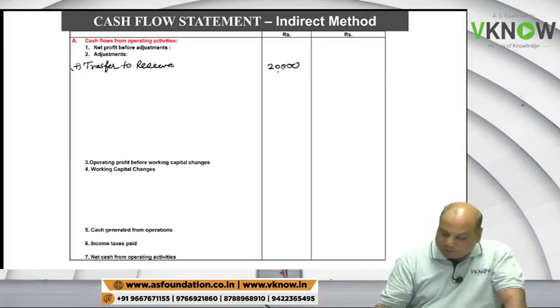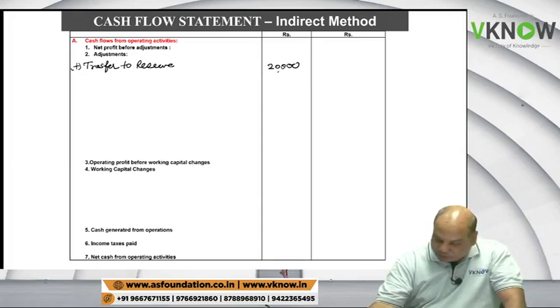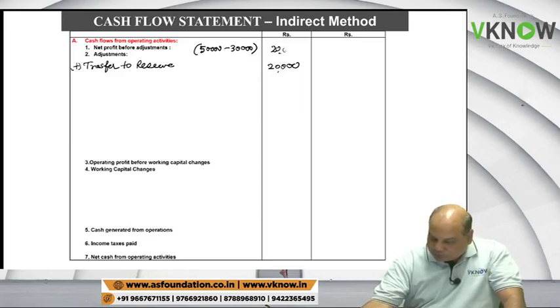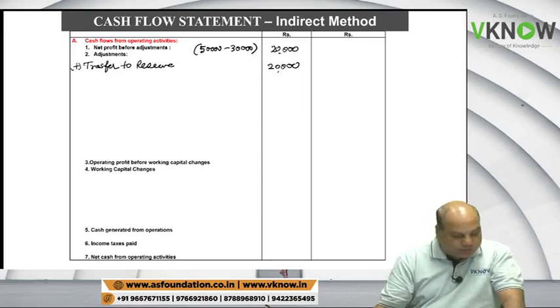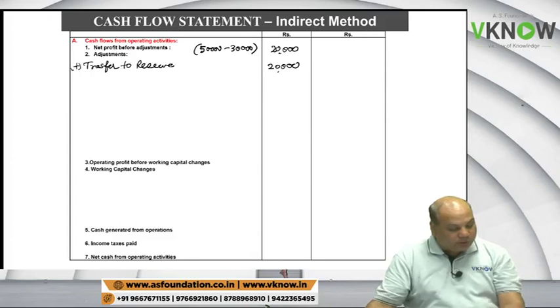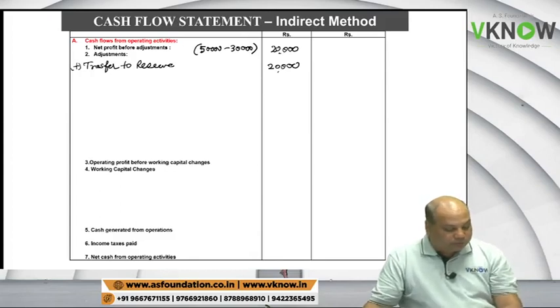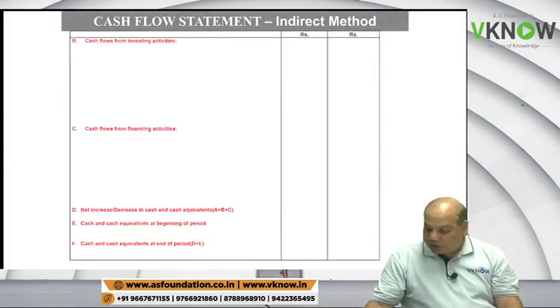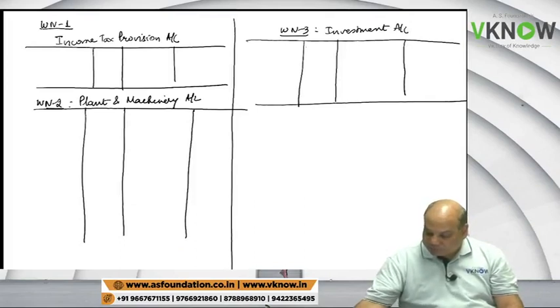Then P&L account, first line, net profit before adjustment. Closing balance is 50,000 minus opening balance 30,000. So the profit before adjustment is 20,000. Debentures were redeemed, written somewhere below in point number 5. Debentures were redeemed at 5% premium.